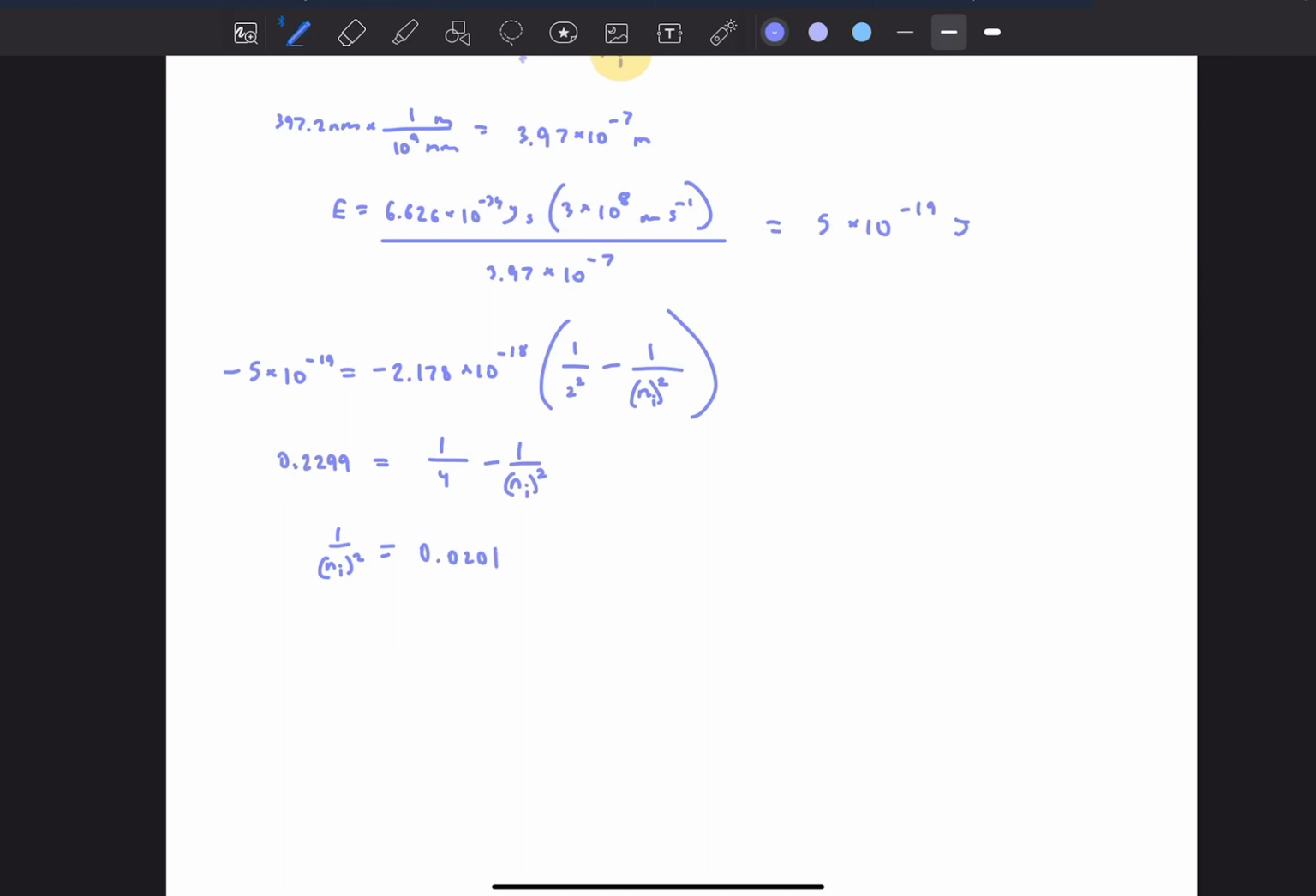And now we're going to multiply our ni squared by this. So we get 1 is equal to 0.0201 times ni squared. Now we do 1 divided by that 0.0201, and we get roughly 49.75, which is equal to ni squared. We take our square root and we say that ni is approximately 7. And we're done.